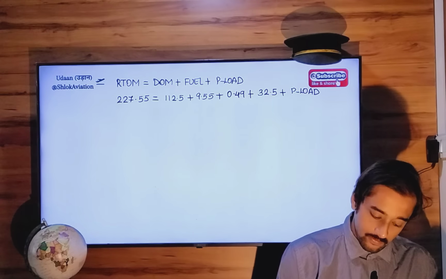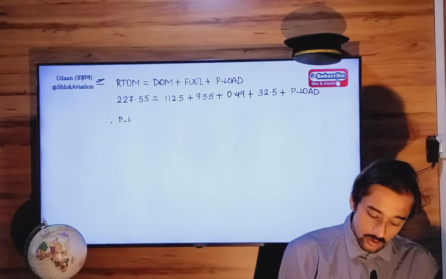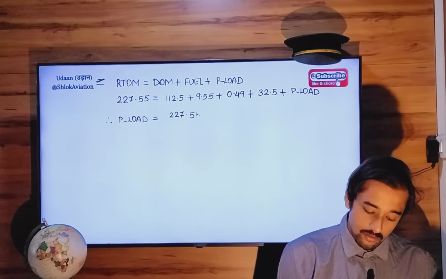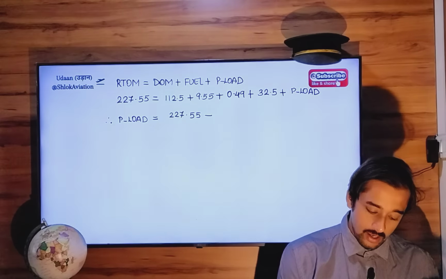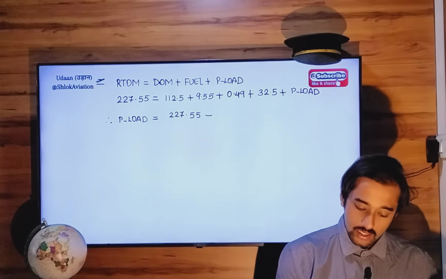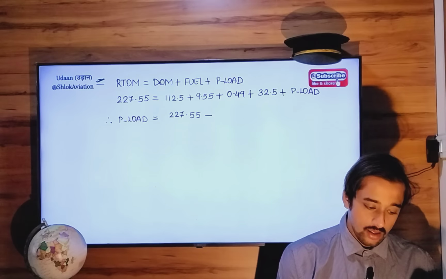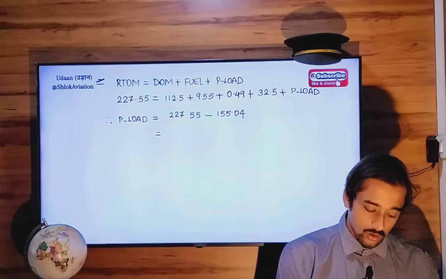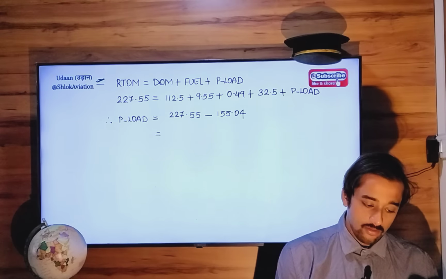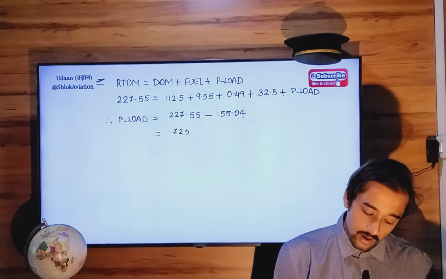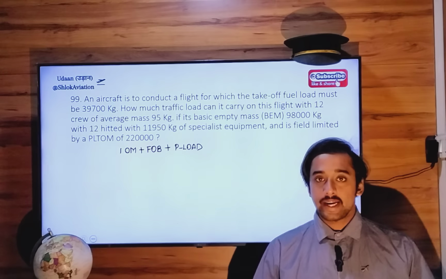Plus payload. Therefore payload will be equal to 227.55 minus 112.5 plus 9.55 plus 0.49 plus 32.5, which is 155.04. So 227.55 minus 155.04 equals 72.51. Nothing but 72,510 kg. Question 99.